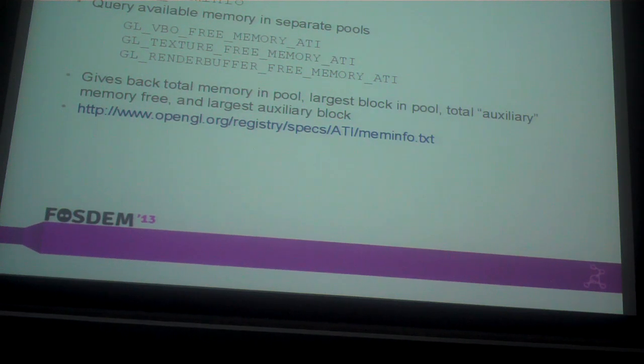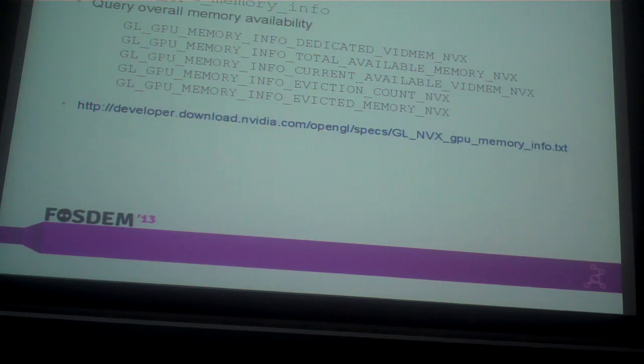They're also using this in Serious Sam, and all they look at in this is the total texture-free memory, and just don't even bother querying any of the other stuff. That gives the most amount of information that you're going to get, and then use that to make the initial quality settings for texture sizes. So of course, if ATI has an extension, NVIDIA has to have an extension too.